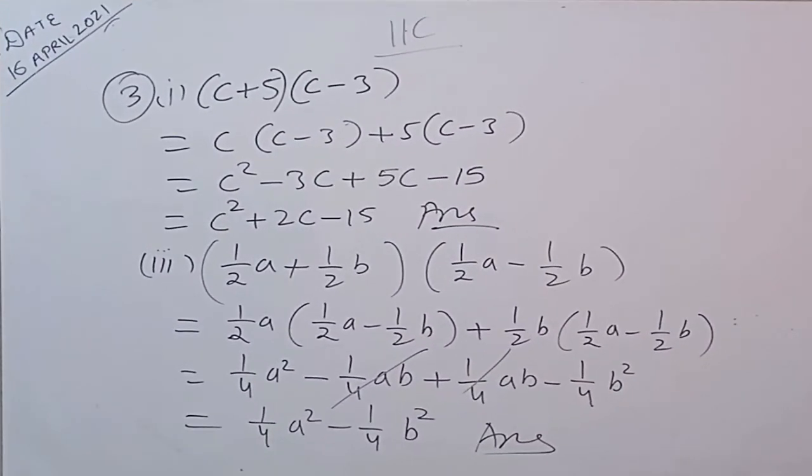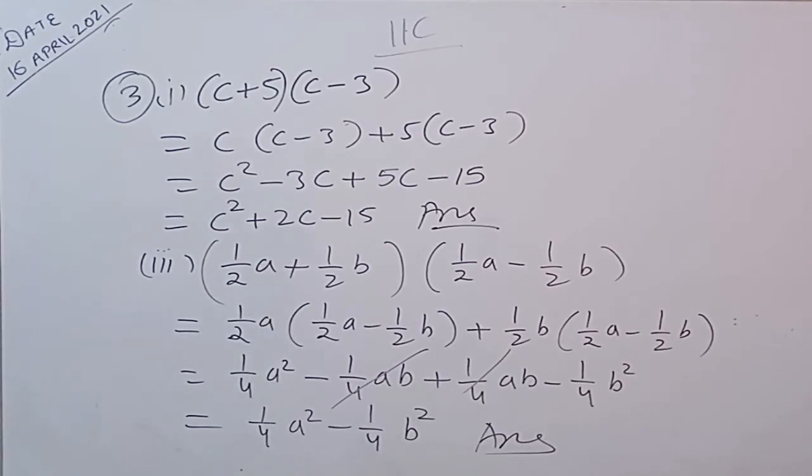Children, I am taking question number 3, first part, c plus 5, c minus 3 we have to multiply together. So first write c will multiply to c minus 3, then 5 multiply to c minus 3. c to c minus 3 will give c square minus 3c, and 5 multiplied to c minus 3: 5 into c gives 5c, 5 into minus 3 gives minus 15. Minus 3c plus 5c, we will solve it, find the difference, that is 2c, and 5c is greater, so we will write the plus sign with the 2c. So c square plus 2c minus 15 is the answer of question number 3, first part.